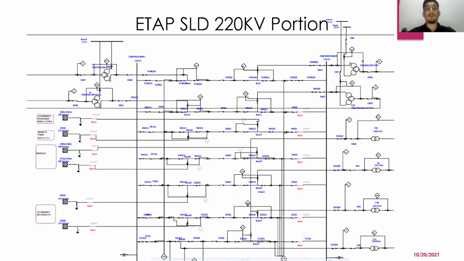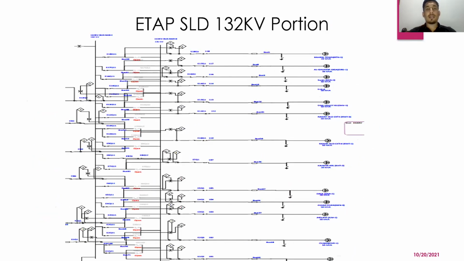This is our 220 kV portion, which is also a 1.5 breaker scheme, and it is preceded by a 3 winding transformer of 500 kV to 231 and 23 kV rating. And this is our 132 kV portion, which is a double bus bar scheme, and it is followed by our feeder connections, which have different lengths of transmission lines.